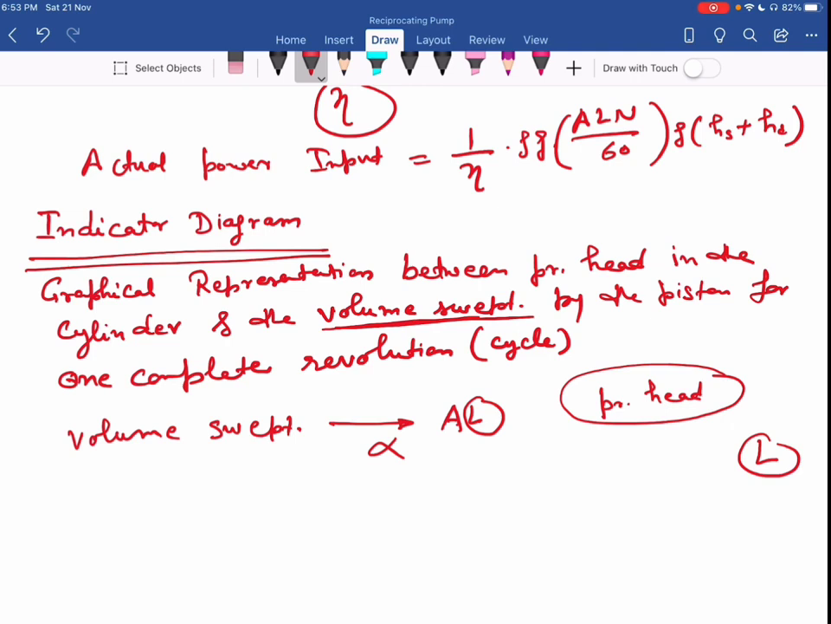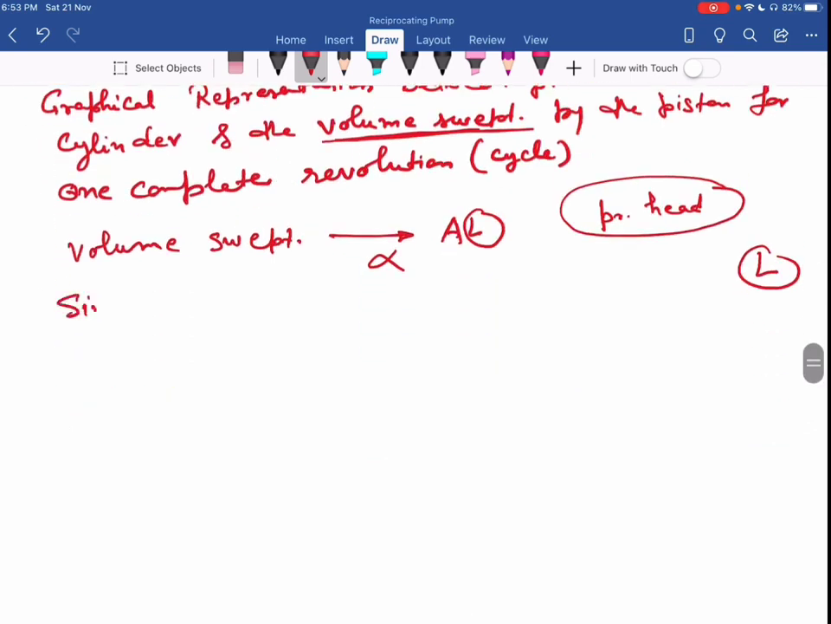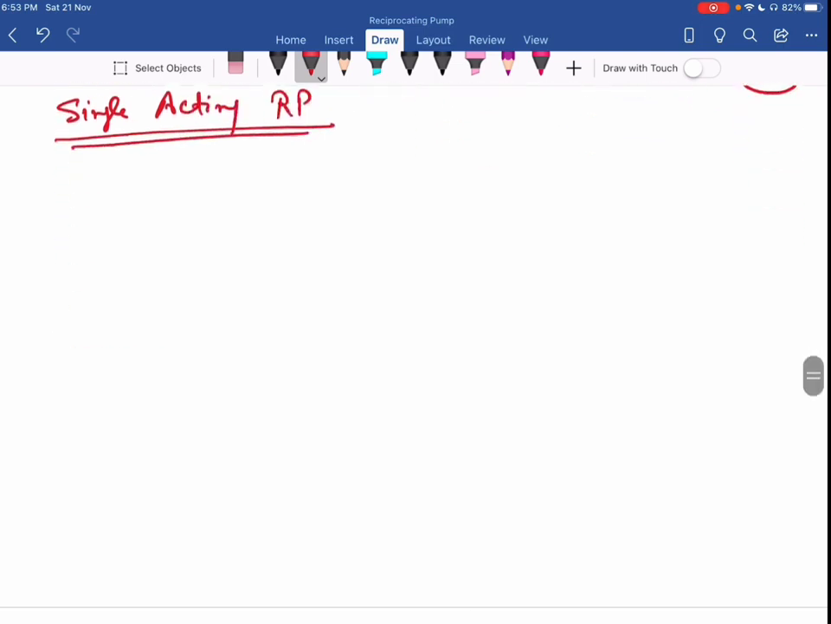Okay. Now if you see a single acting reciprocating pump, in that I have a piston cylinder arrangement.